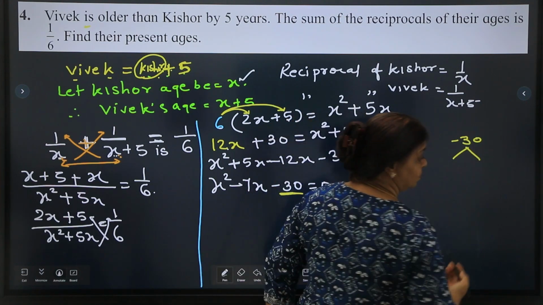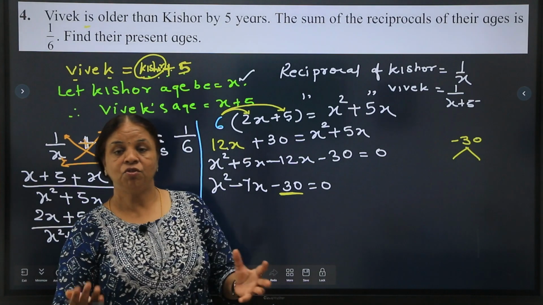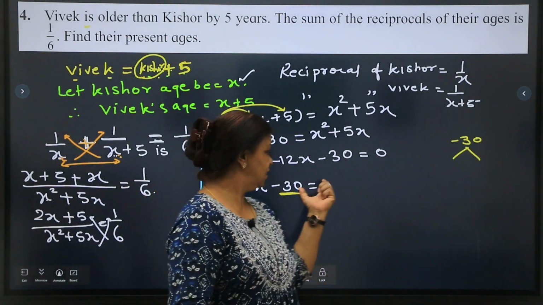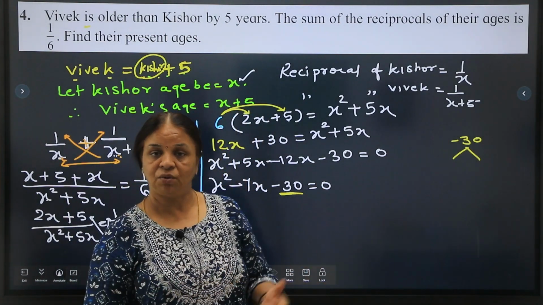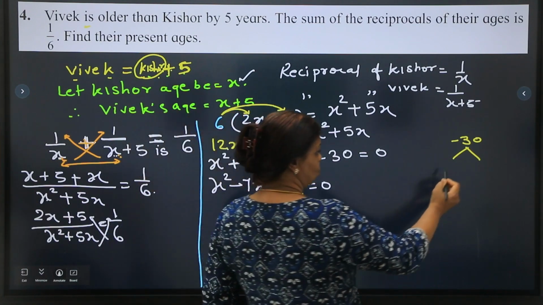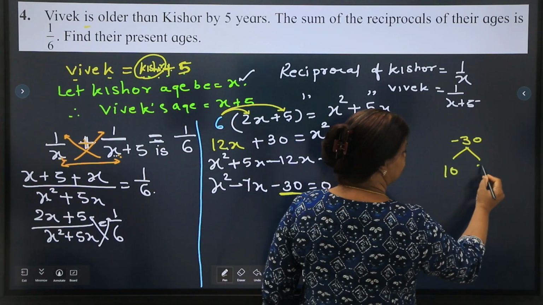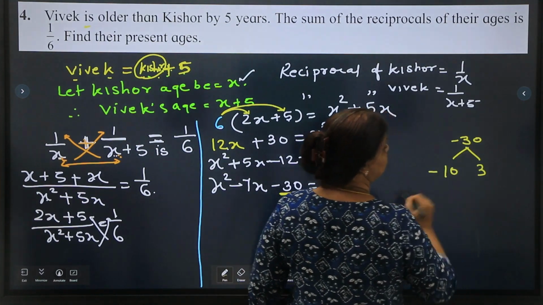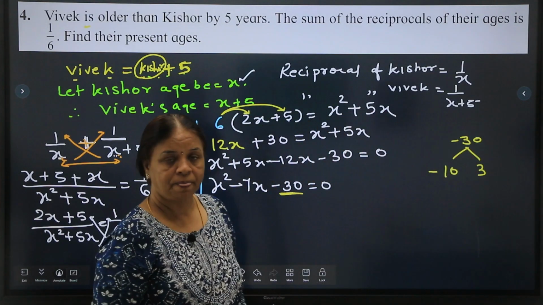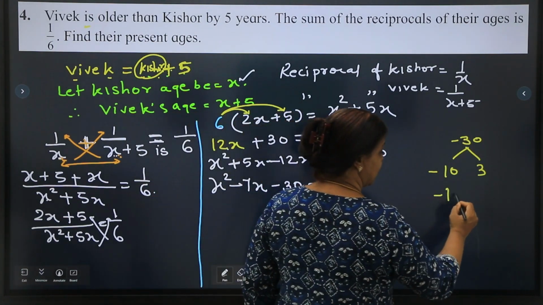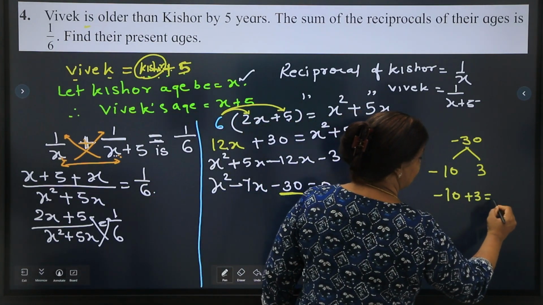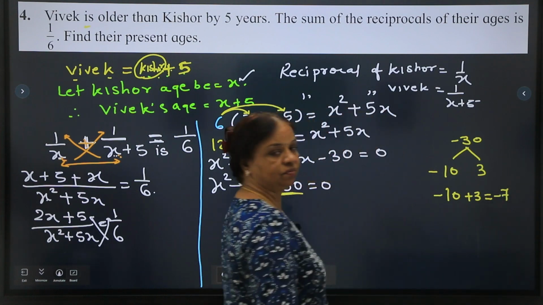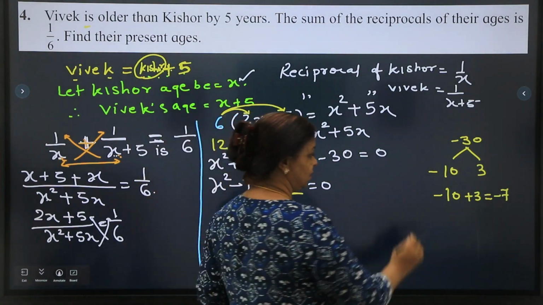Take two numbers whose product gives the third term, and whose sum or difference gives the middle term. So 10 into 3 is 30, and I want minus, so minus 10 into 3 will give me minus 30, and also minus 10 plus 3 will give me minus 7, children.